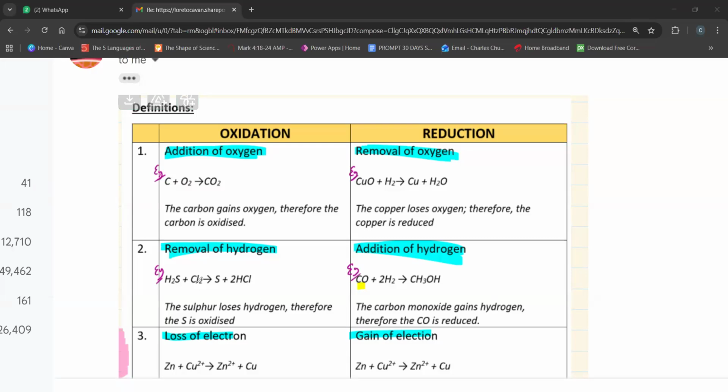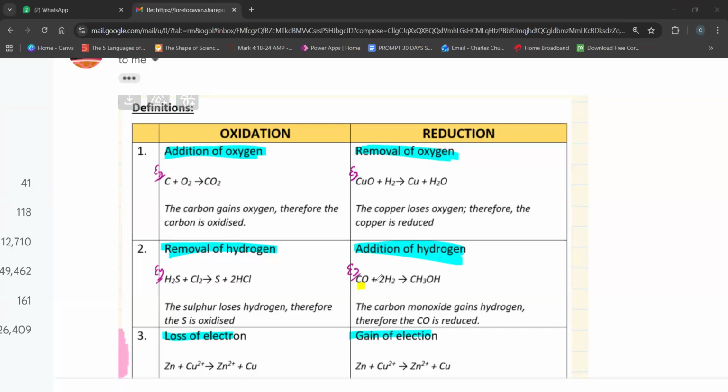That's what they are saying, that the sulfur loses hydrogen. Therefore, sulfur is oxidized because it lost the hydrogen to what? Chlorine, right? I'm talking about this side, removal of hydrogen.